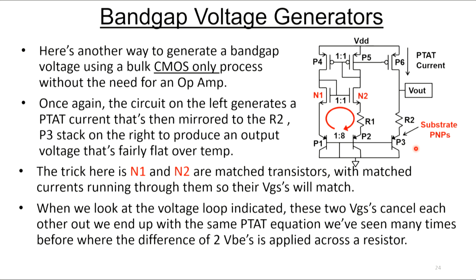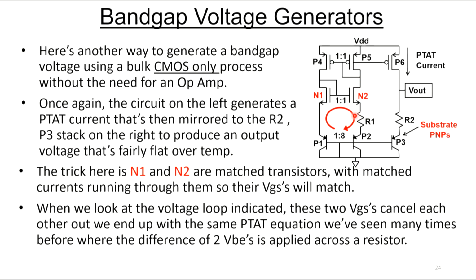Here's another bandgap voltage generator, and this is in a bulk CMOS process. Again, no bipolars in this process. But here, we're not going to use an op amp anymore. We're going to stick some transistors in here. And the trick here is, since we have a 1-to-1 ratio on top here, that says the current in this left branch and the current in this right branch have to equal each other.